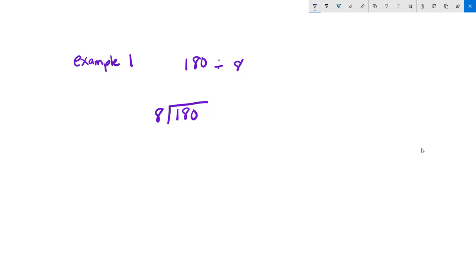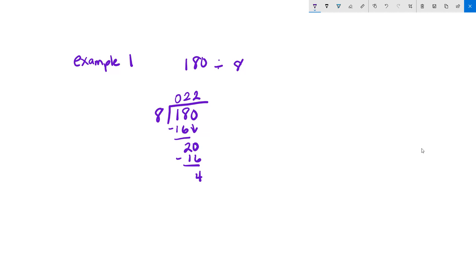8 won't go into 1. 8 will go into 18 2 times. 8 times 2 is 16, and when you subtract, you have 2 left over. I'm going to bring down my 0. 8 goes into 20 2 times. That's 16. When I subtract, I get a 4.